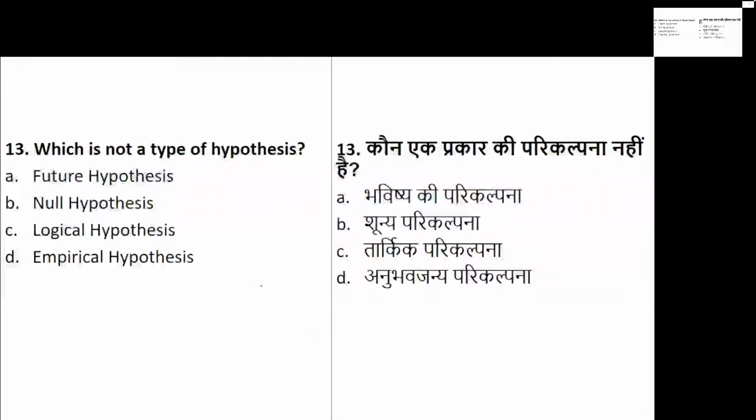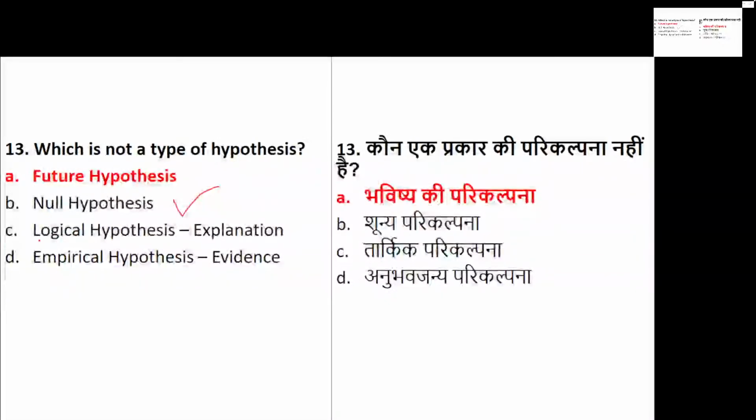Yes. So let's see. The one which is not a part of a hypothesis is called what? A future hypothesis. Yes. Null hypothesis we already used. Logical hypothesis is an explanatory hypothesis. Empirical hypothesis is evidence based. So yes, the answer is future hypothesis. Future hypothesis. Okay.